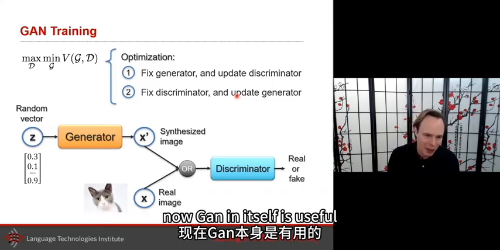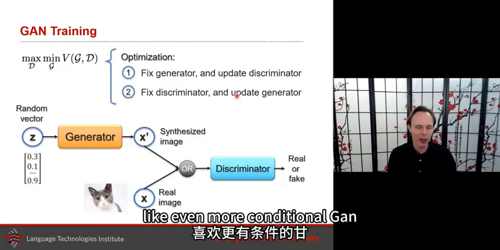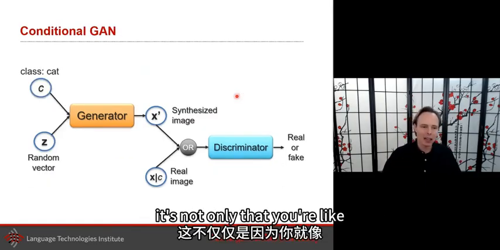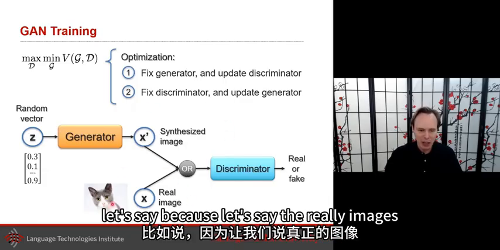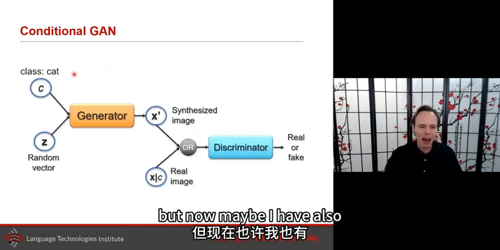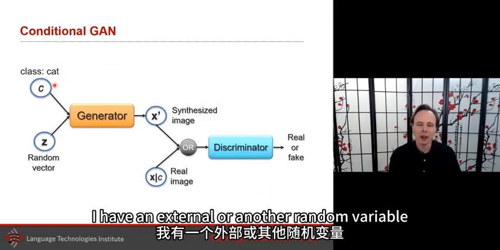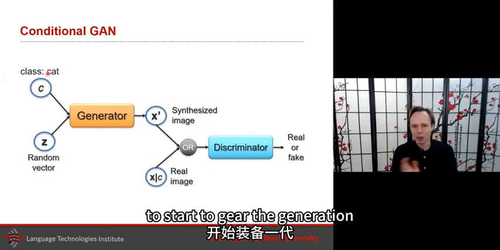Now, GAN in itself is somewhat useful, but I personally like conditional GAN even more. Conditional GAN is interesting because it's not only that you're able to generate any image of a cat, let's say, because the real images are all of cats. But now maybe I also have an external or another random variable that I will be able to use to start to steer the generation.